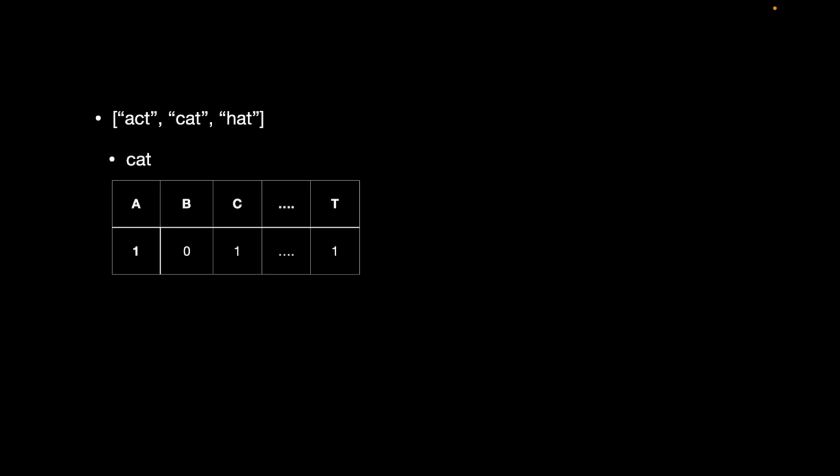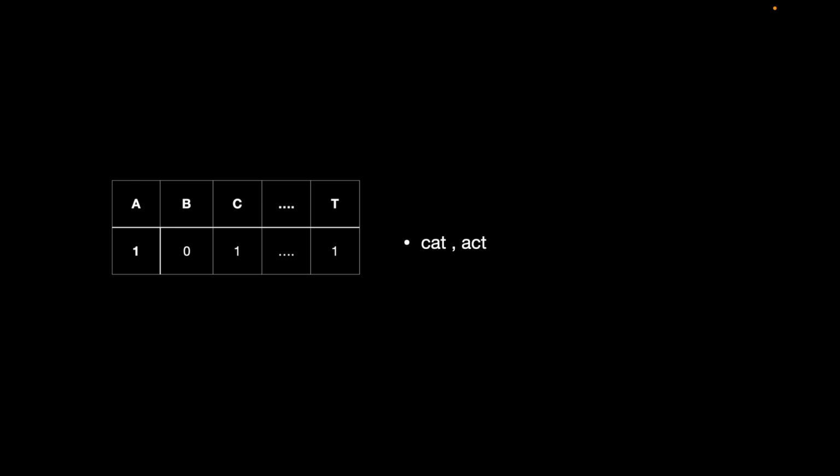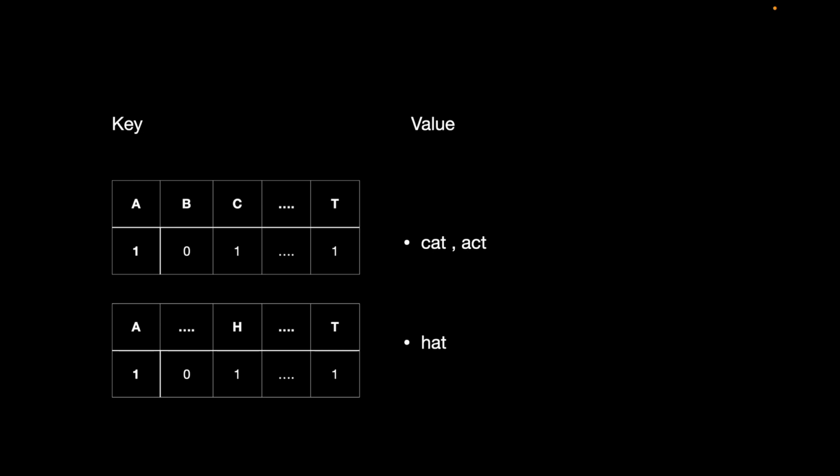So I'll take an example here, act, cat and hat. So cat has a frequency array of 1 0 1 until t, and then 0 till z. Same thing for act. Now what we will do is, the frequency array will be the key, and for each frequency array key there will be a value. So for the frequency array of 1 0 1 1 0 0 0, we have cat and act. For the other frequency array for hat, we only have hat. Now let's go to coding and see how we can code this problem.